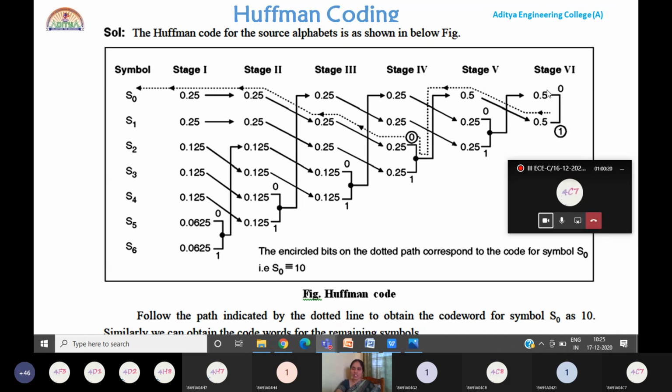Next, in stage 6, if you observe, it consists of two probabilities, two symbols. So directly you can add these two and you will get 1.